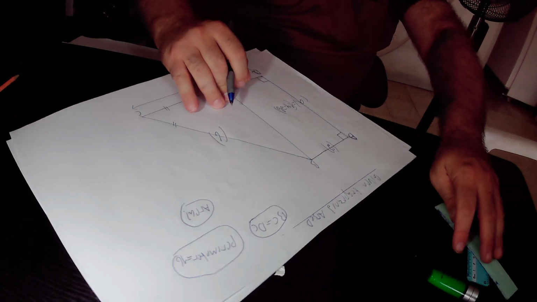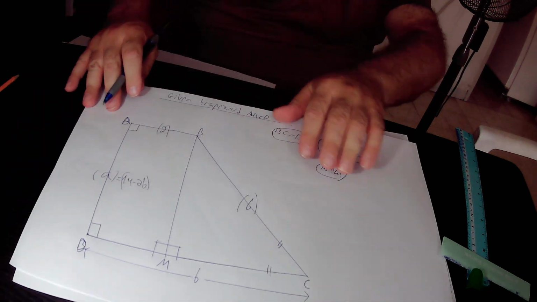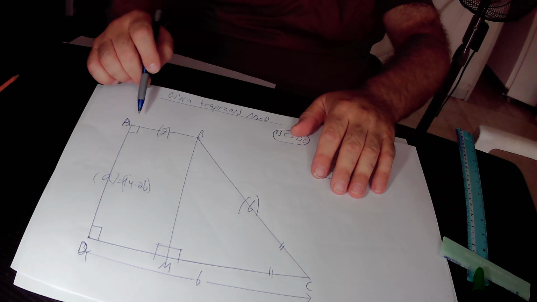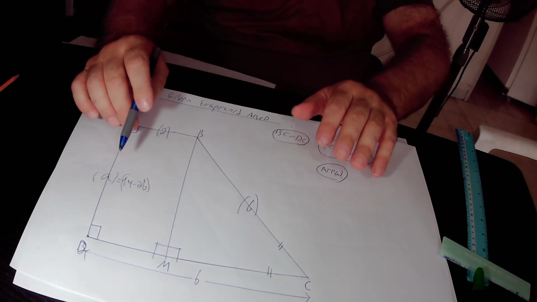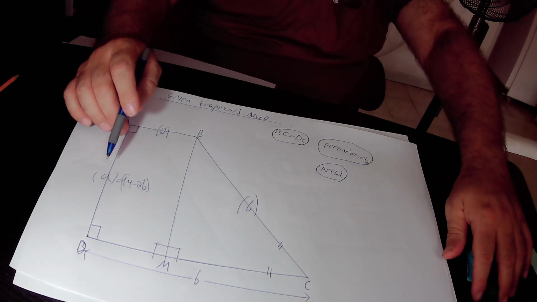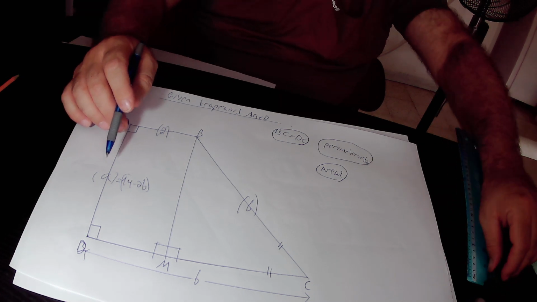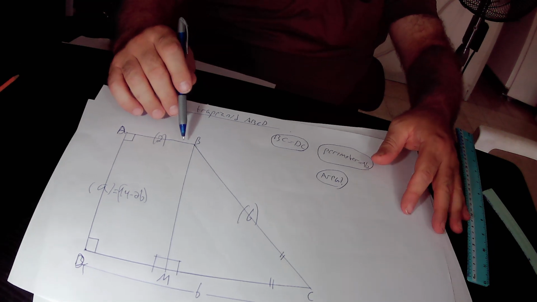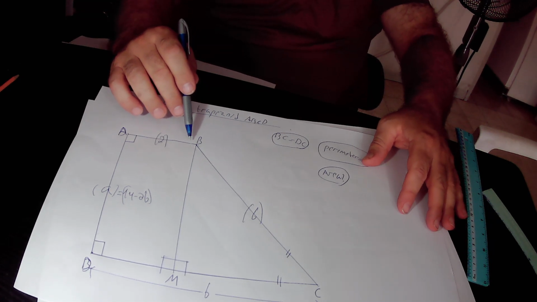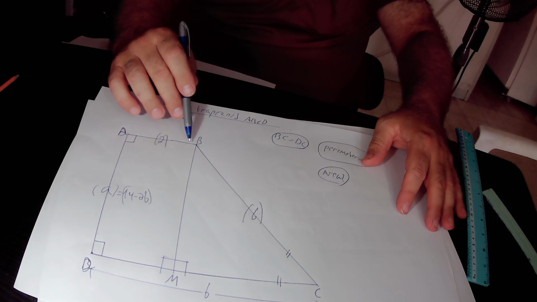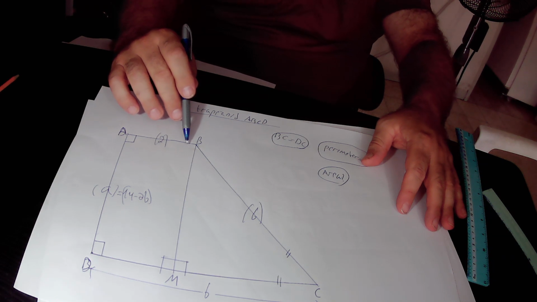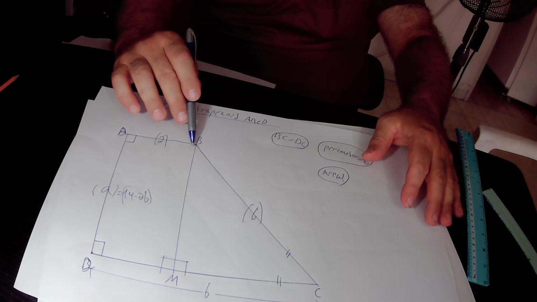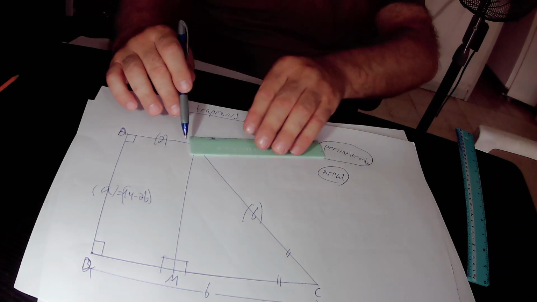By doing this construction, we added a quadrilateral ABMD. Inside this quadrilateral ABMD, we have 1, 2, 3 right angles. The sum of 3 right angles is 270 degrees. So 270 degrees plus the size of this fourth angle is equal to 360 degrees, according to the rule that says that the sum of the angles in any quadrilateral is equal to 360 degrees. Therefore, this fourth angle must be equal to 90 degrees in size.